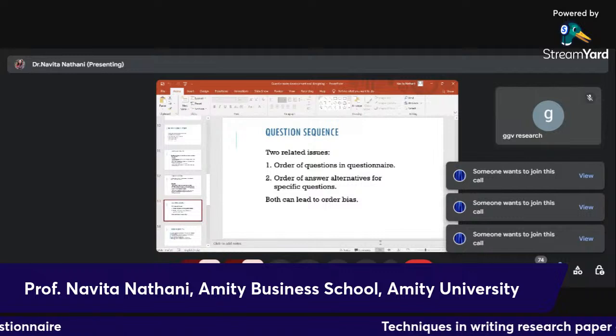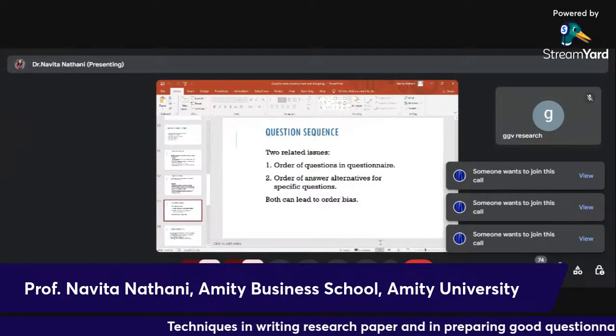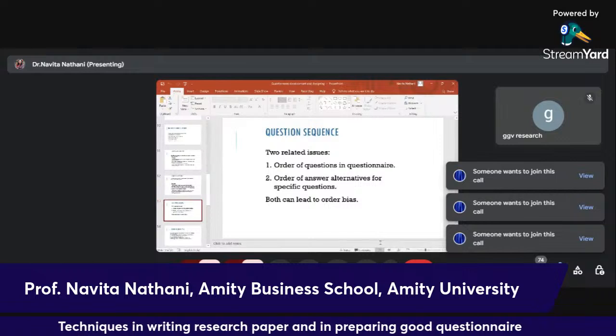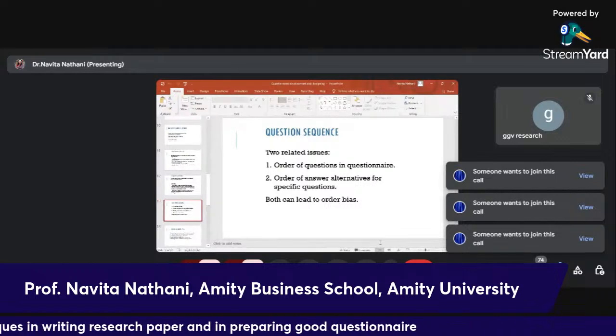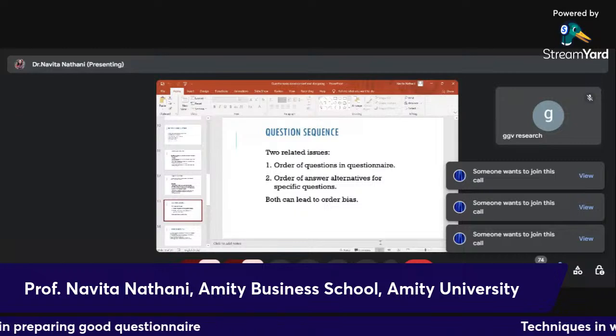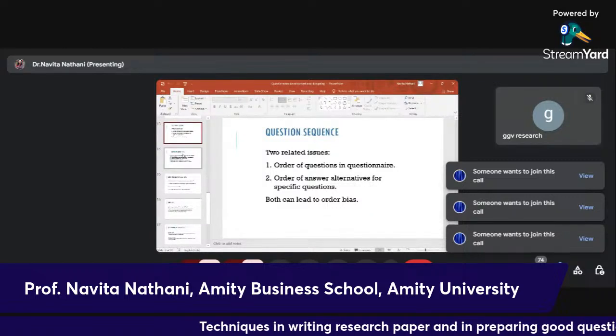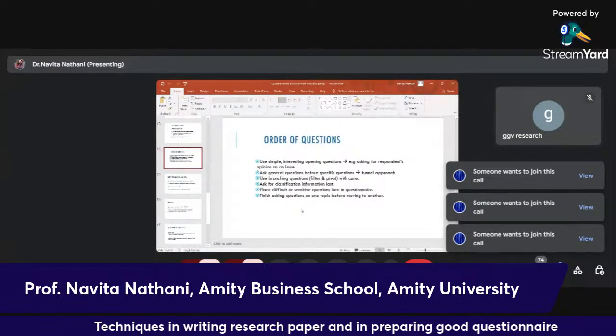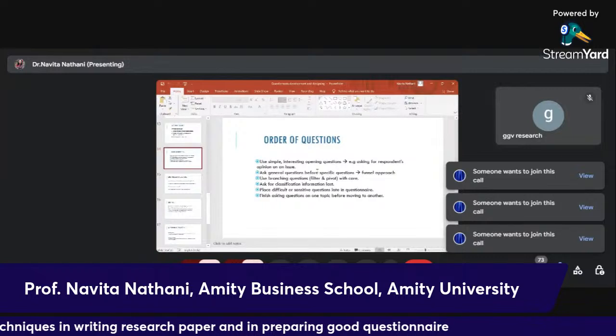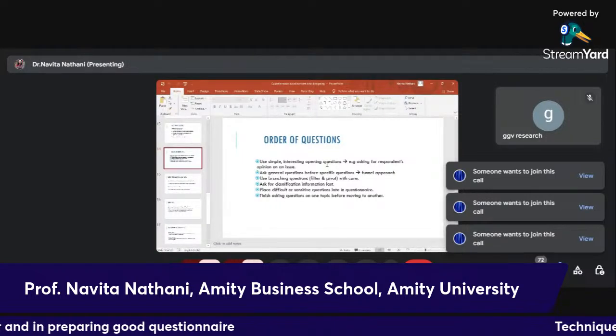जैसे ही मैंने पूछा कितने frequently जाते हैं, उसके बाद मैंने ऐसा पूछ लिया कि आप कौन सा product purchase करते हैं और फिर कितनी बार जाते हैं, then it is a reverse way of finding it. So the sequence of questions should always be remembered by the questionnaire designer at the time of questionnaire design. This is the order of questions. Use simple, interesting opening questions, asking for respondents' opinion on an issue.